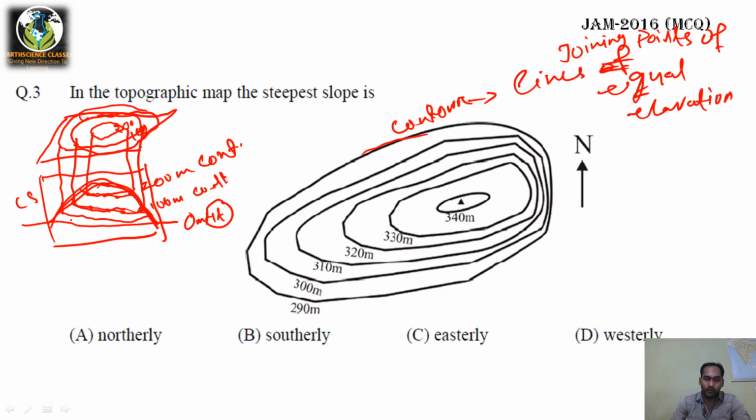Now I hope all of you understood the difference between map and cross section. This is your map. And for the map, I can do another diagram like this, another map like this.